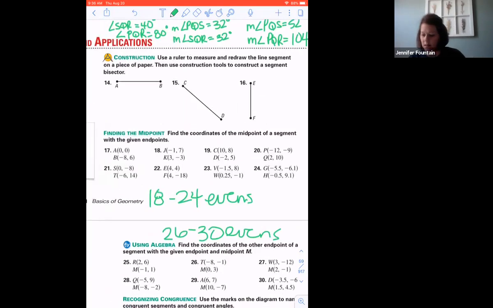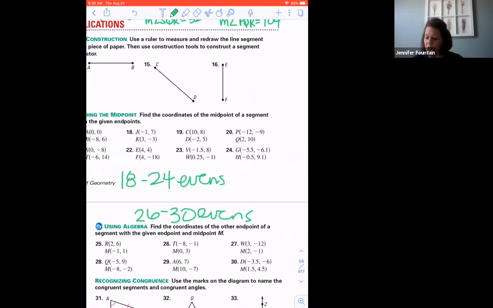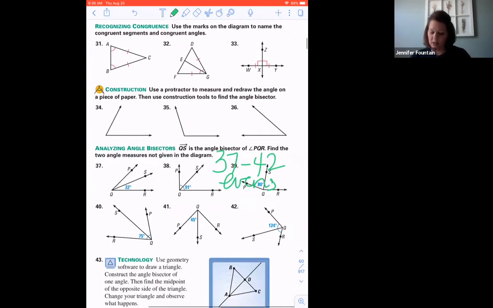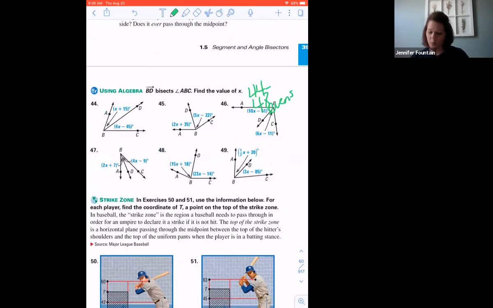So we said, page 38. That's 38, right? So page 38, we have 18 through 24 evens. Page 39, 26 through 30 evens. And then we also have 38 through 42 evens. And then on page 40, we have 44 through 48 evens.